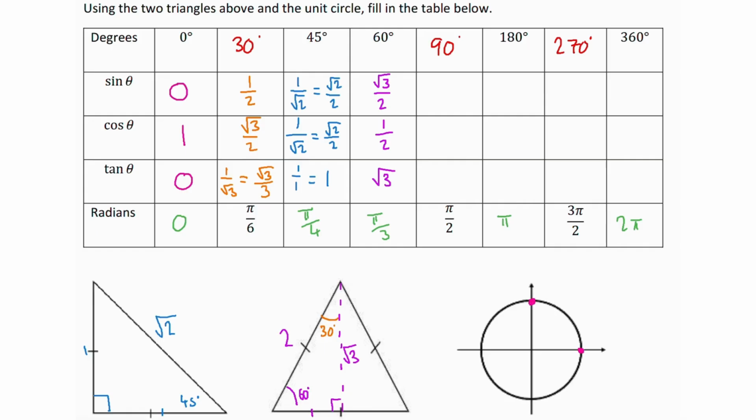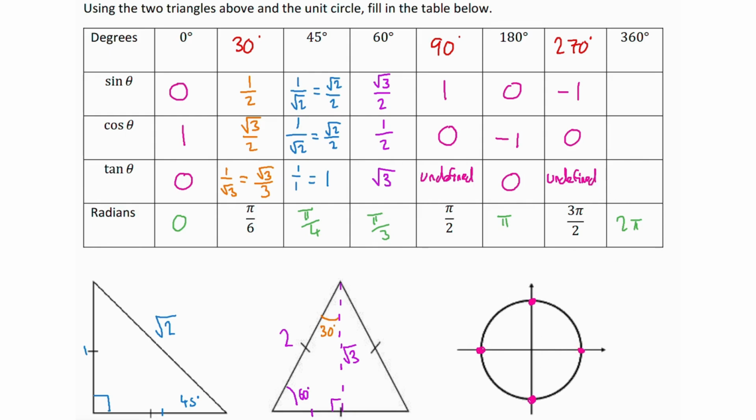At 90 degrees, the y-coordinate is 1. The x-coordinate is 0. And the gradient is undefined. We cannot calculate tan of 90 degrees. At 180 degrees, the y-coordinate is 0, the x-coordinate is negative 1, and the gradient is 0. At 270 degrees, the y-coordinate is minus 1, the x-coordinate is 0, and the gradient is again undefined.